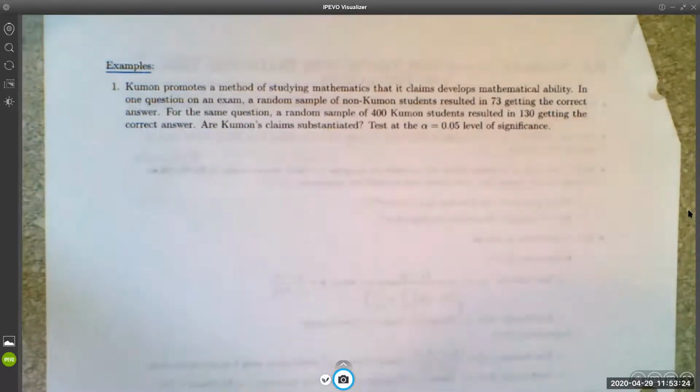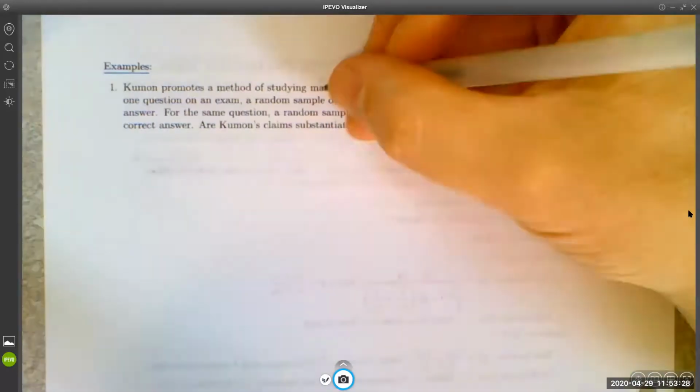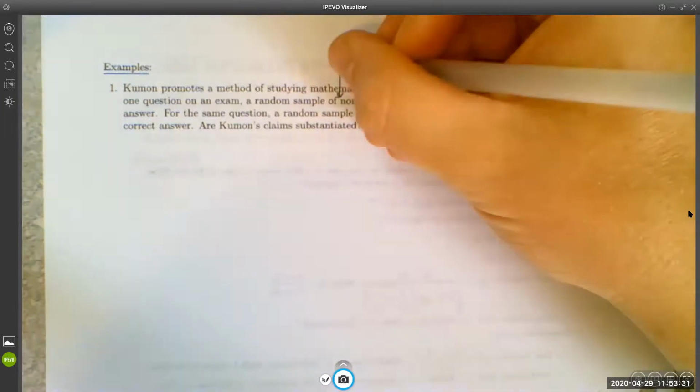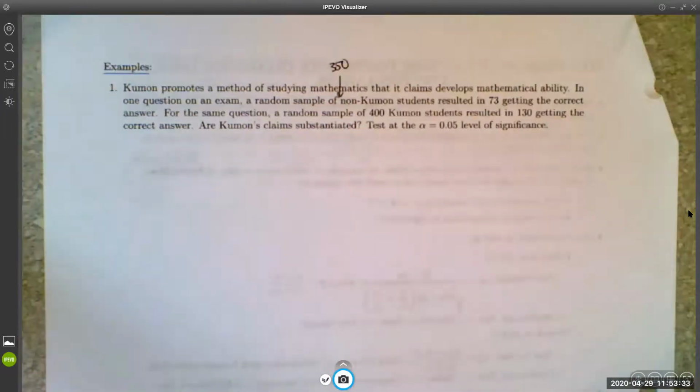In one question on an exam, a random sample of 350 non-Kumon students resulted in 73 getting the correct answer. For the same question, a random sample of 400 Kumon students resulted in 130 getting the correct answer. Are Kumon's claims substantiated? Test at the 0.05 level of significance.